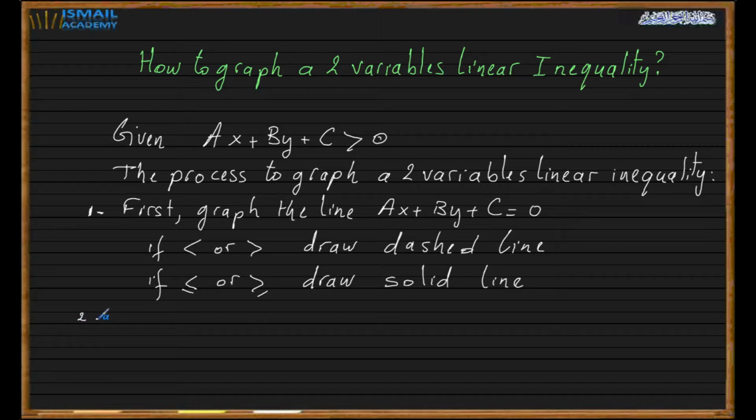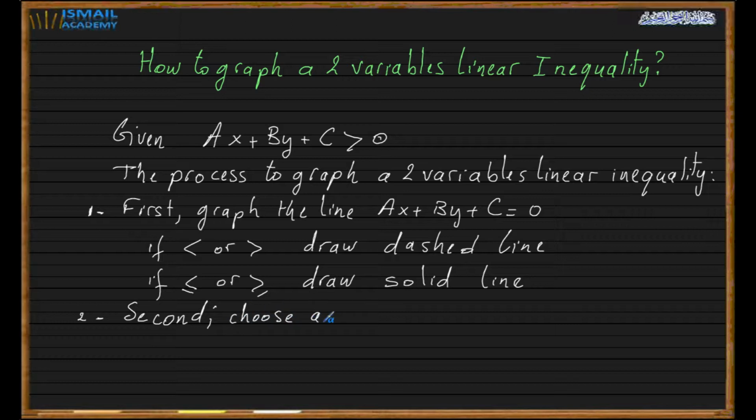The second thing you do is choose a point either above the line or below the line. It doesn't matter which location you choose, but the common, easy point is the point 0, 0. If the line does not pass through that point, always choose 0, 0. It will lead you to the shaded area. But again, you can choose any point. I'm just telling you 0, 0 because it's easy to plug in and easy to get the answer right away.